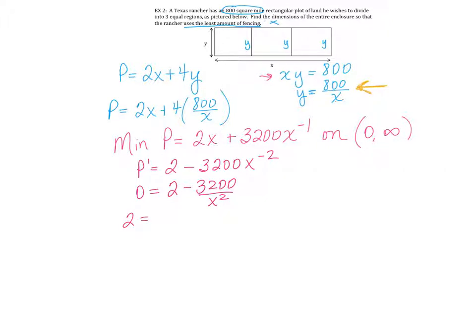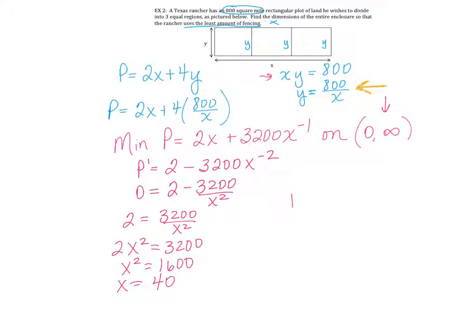So what do I have? I have 2 equals 3,200 over x squared. Think about cross multiplying. So 2x squared would be 3,200. I think you see where this is leading. x squared is equal to 1,600. See, that's not so bad. So x is equal to 40. Now, I know that when you solve for x, you get plus and minus 40, but remember my domain is only the positive, so that's why I'm only putting the 40 there.